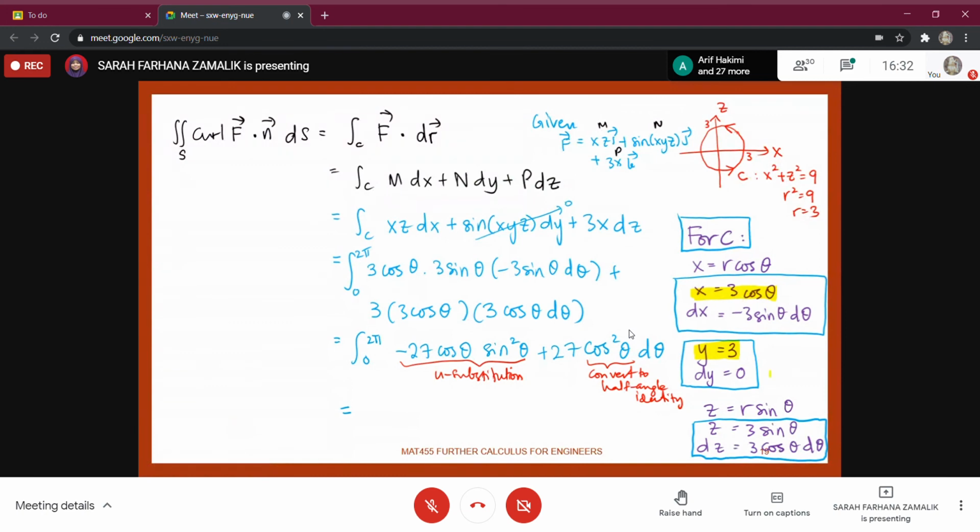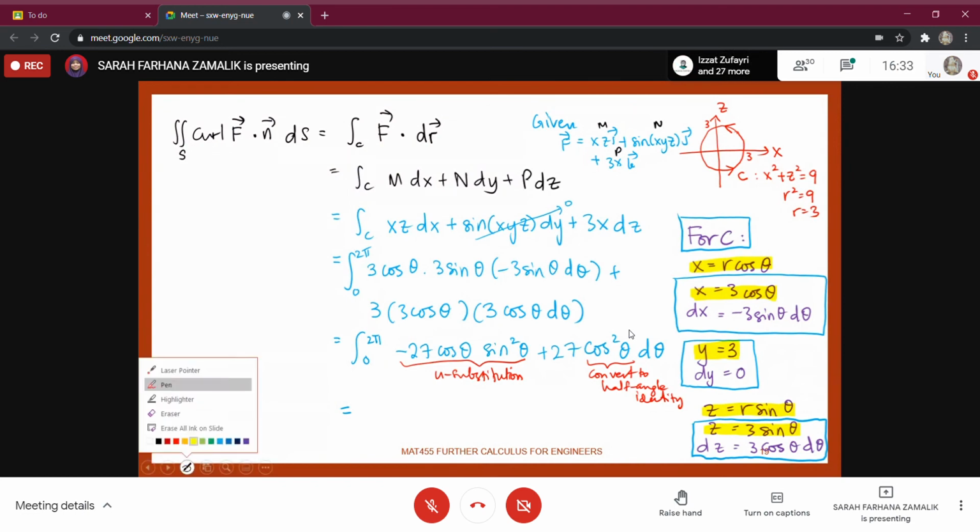So axis yang ada kat sini X dengan Z lah. Okay, sebab tu X is R cos theta, Z is R sin theta. And we know Y is 3, so Y equals to 3, dy equals to 0. So I differentiate any constant, you get 0. So kat sini betul? Betul.